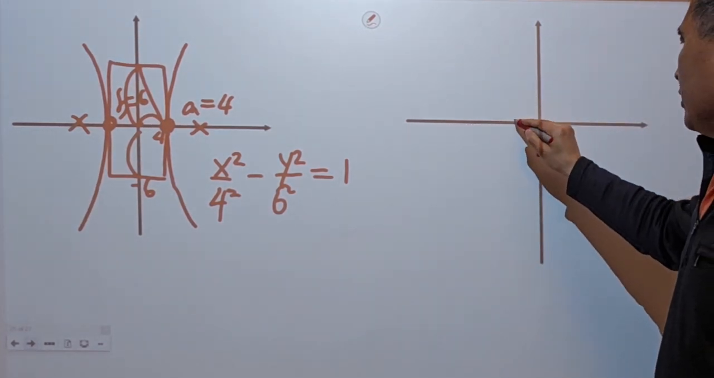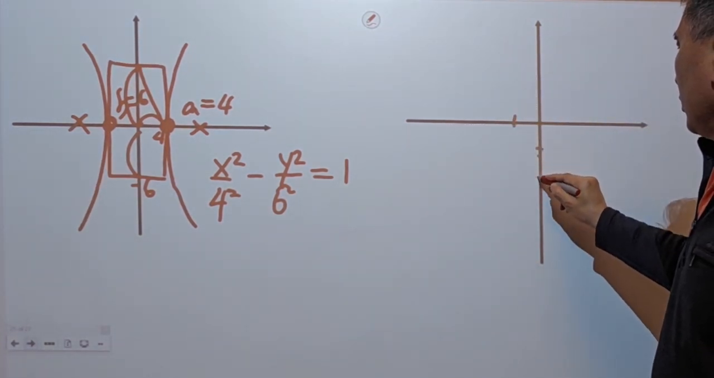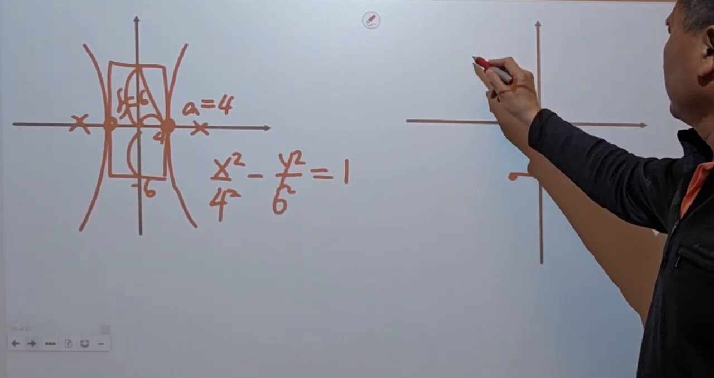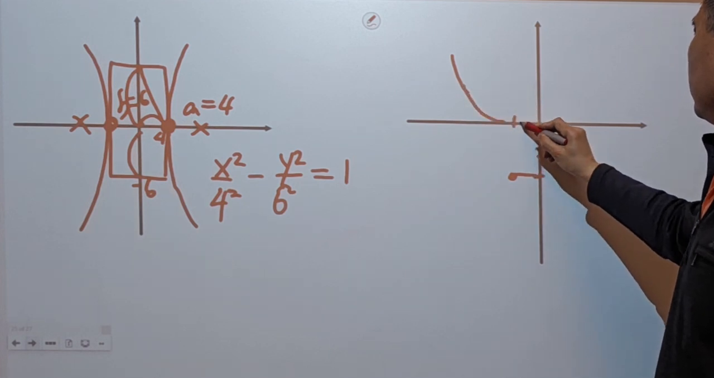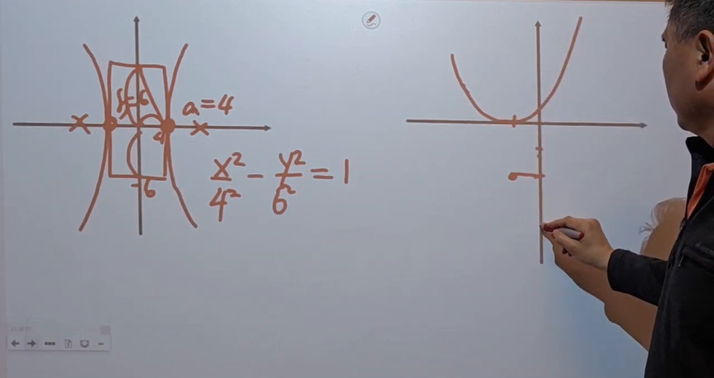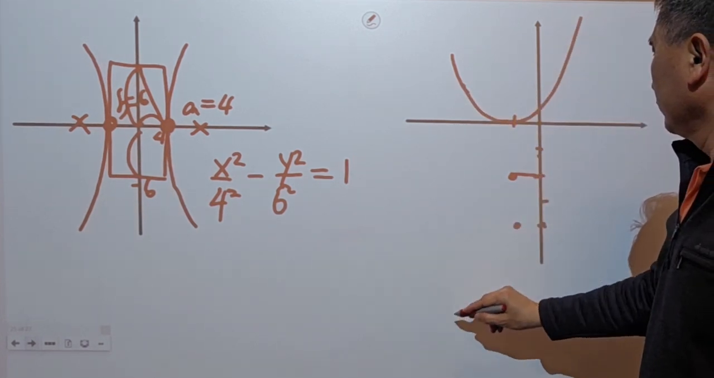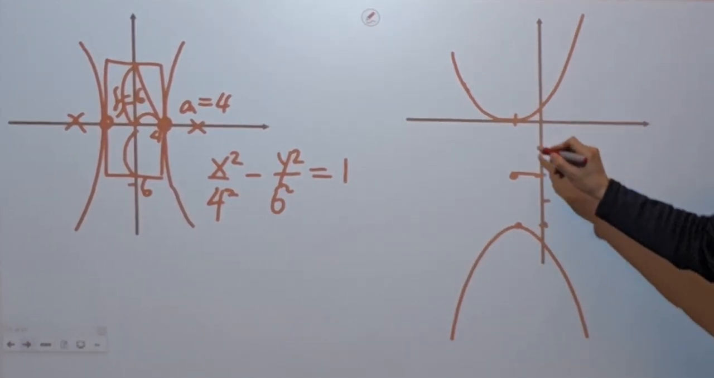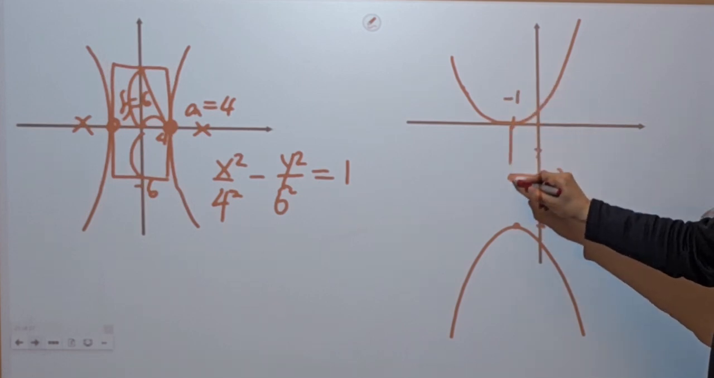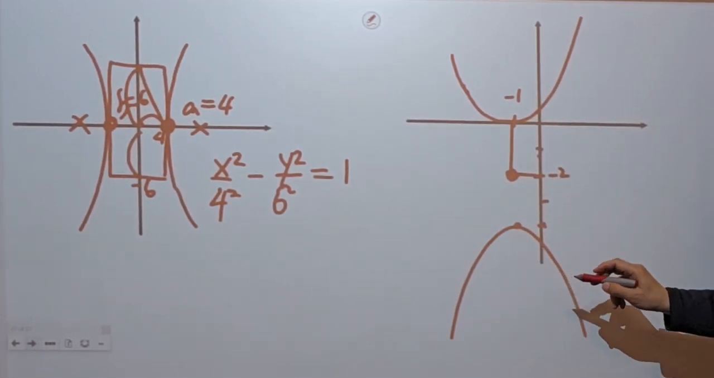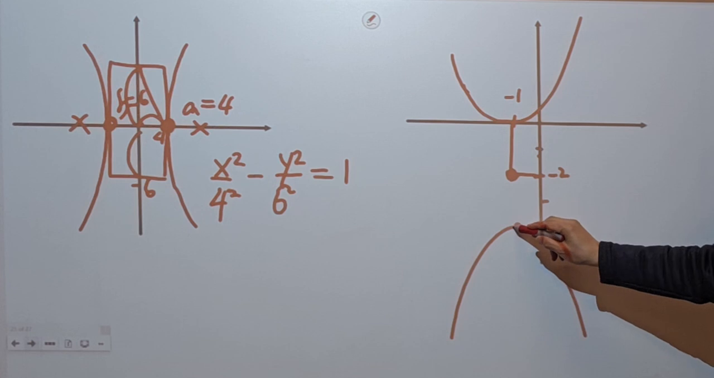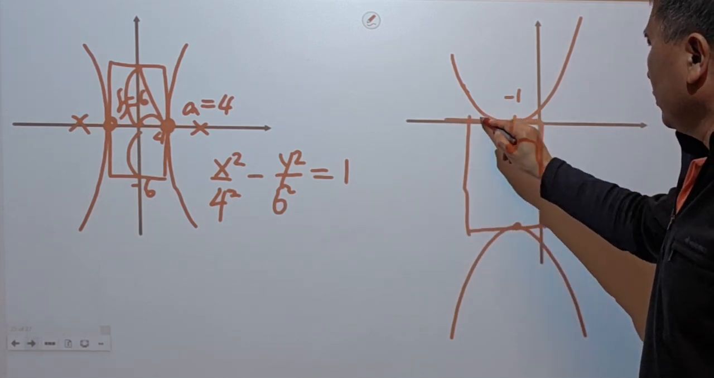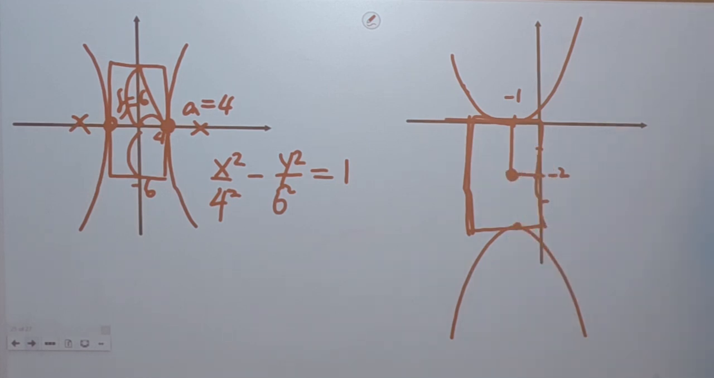Okay, let's find this one like that here, and let's say like this. So this is -2 and -1. So the center is (-1, -2), right? And then let's draw the box. The rectangle is like this.